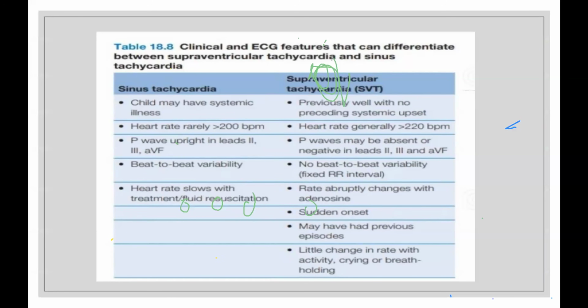It is originating elsewhere, maybe near the AV node. That is why the P wave is negative, okay? So if there is a negative P wave or an absent P wave, that shows it is not originating from the SA node.